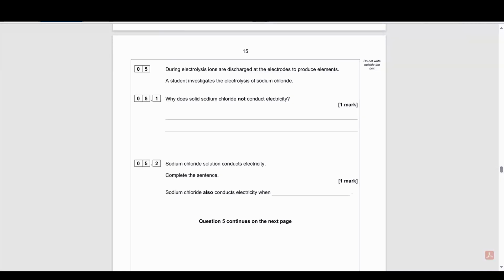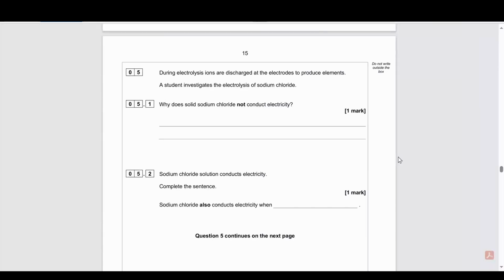This is part 2 of the walkthrough of the AQA GCSE Combined Science Chemistry 2023 Higher Tier Paper 1. Question 5. During electrolysis, ions are discharged at the electrodes to produce elements. A student investigates the electrolysis of sodium chloride.